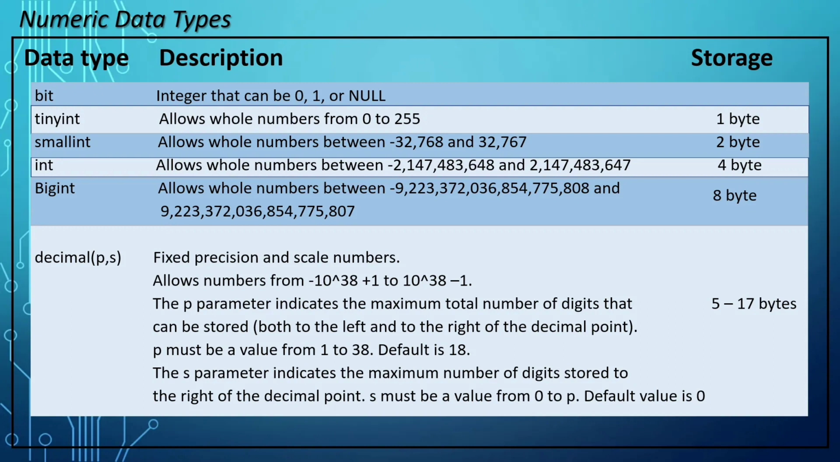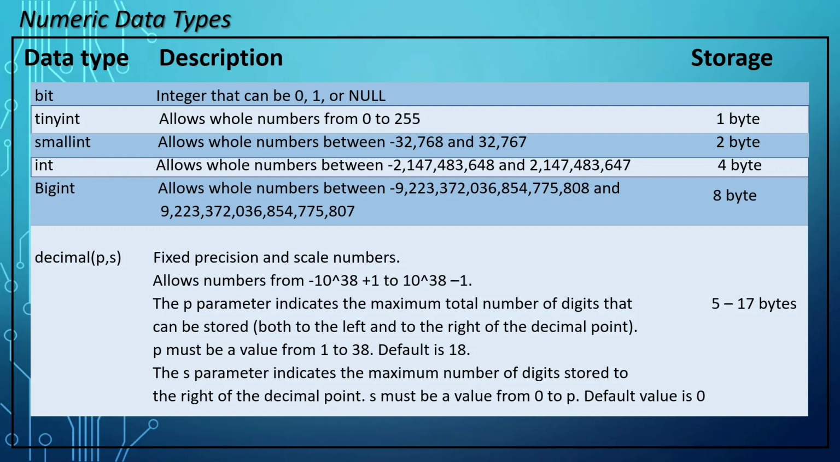A small int allows whole numbers between negative 32,768 and 32,767. This means it only allows whole numbers between negative 32,768 till 32,767, and it has a storage of 2 bytes.